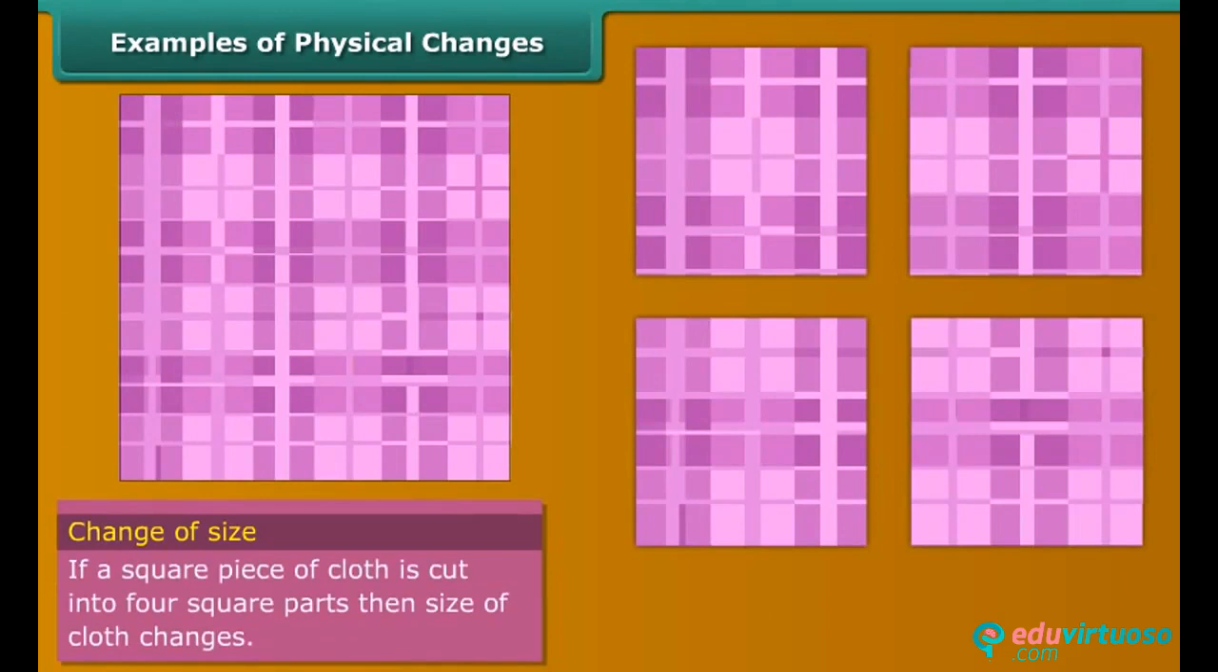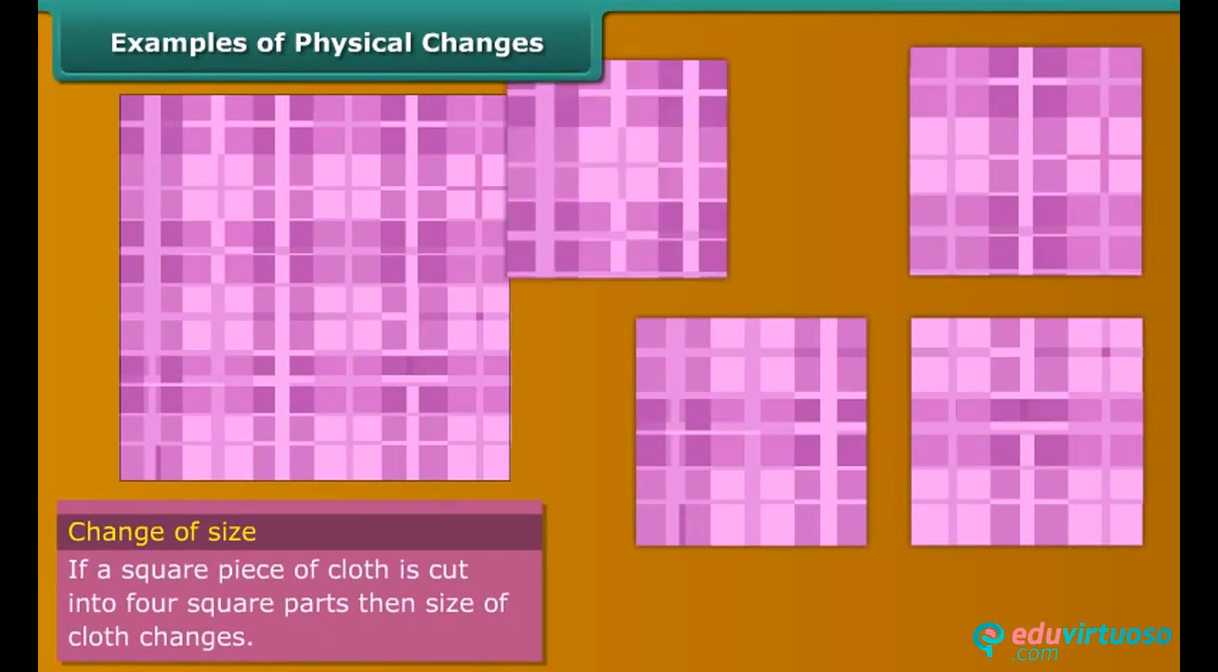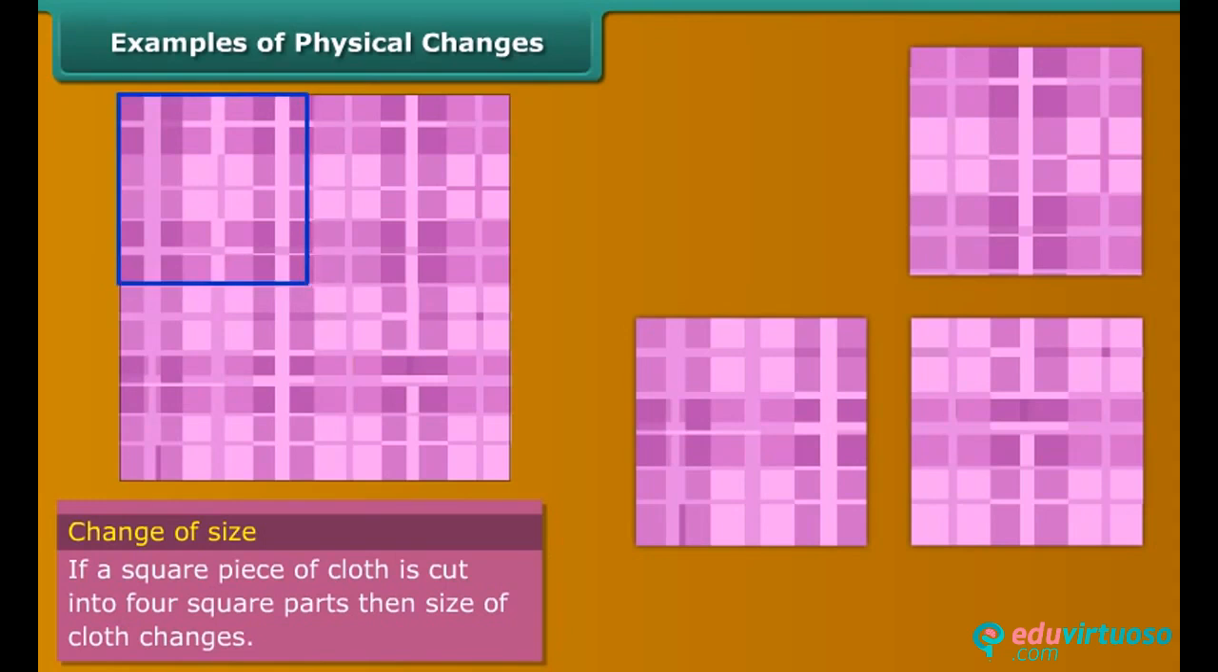Children, cut a piece of cloth in 4 square pieces. Now compare the size of one piece of cloth with original piece of cloth. But the properties of the cloth remain same. So this is a physical change.